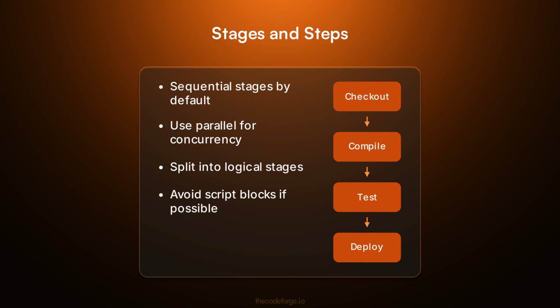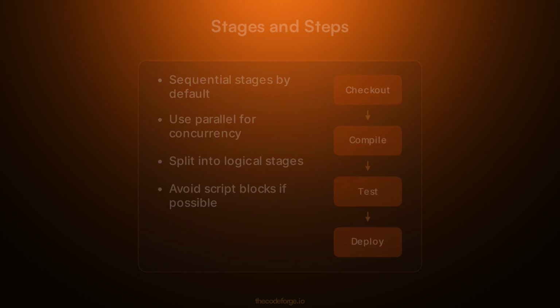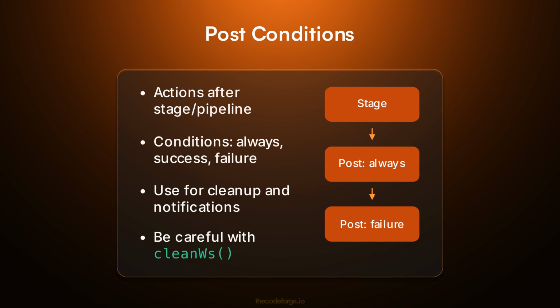Stages run sequentially. Break your pipeline into small, focused stages like checkout, compile, test, deploy. This helps pinpoint failures quickly. The post block defines actions after a stage or pipeline completes. Always include a post block for cleanup and notifications. Use always for critical tasks, but be mindful of performance.